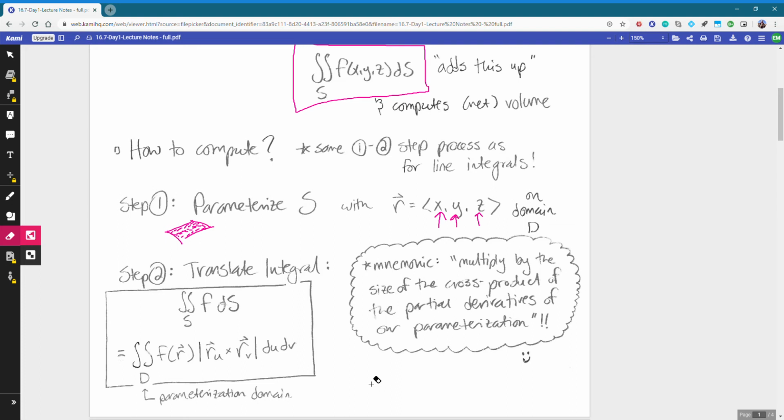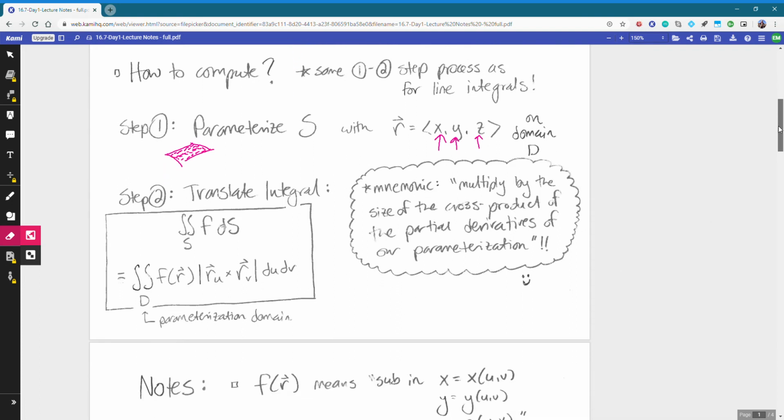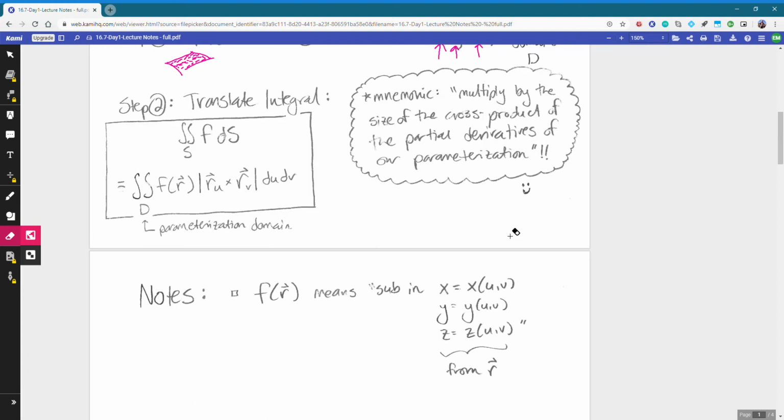So I want to talk a little bit about why this shows up, what part this is playing in our formula. So let's slide on down here. First of all, I mentioned this just a second ago. f of r is just shorthand notation that means sub in everything from our parameterization. And our parameterization, since we're parameterizing a surface, is going to be in terms of two variables, two parameters, which in general we call u and v. So we'll swap all that in.